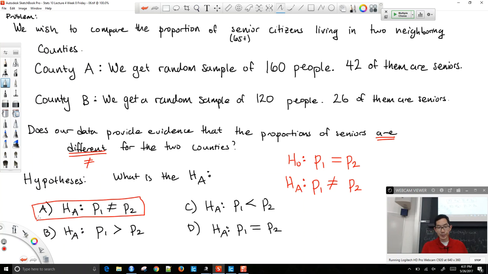If it said, does our data provide evidence that the proportion of seniors in County A is larger than the proportion of seniors in County B, or that County A has a higher percentage of seniors than County B, then we would be dealing with a directional one, and in that case we would say the proportion for County A or County 1 is greater than the other one. P1 is greater than P2, something like that. Okay, so depending on how it's written. You would never have an equal sign in the alternative. You always have an equal sign in the null hypothesis, never an equal sign in the alternative.